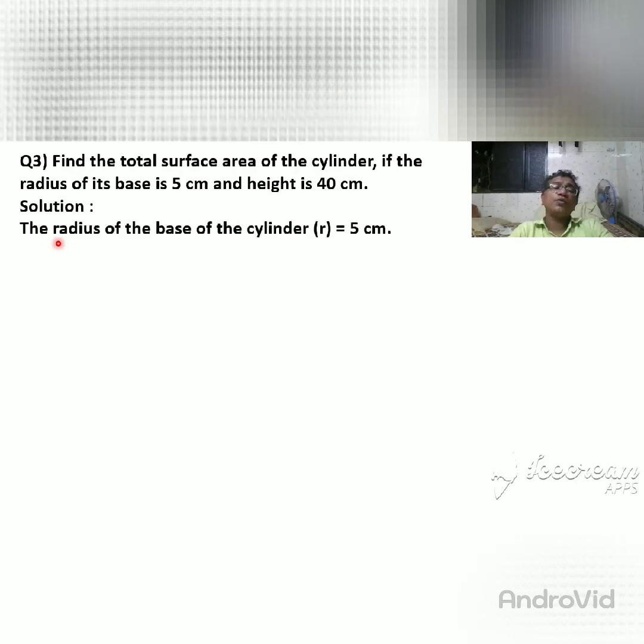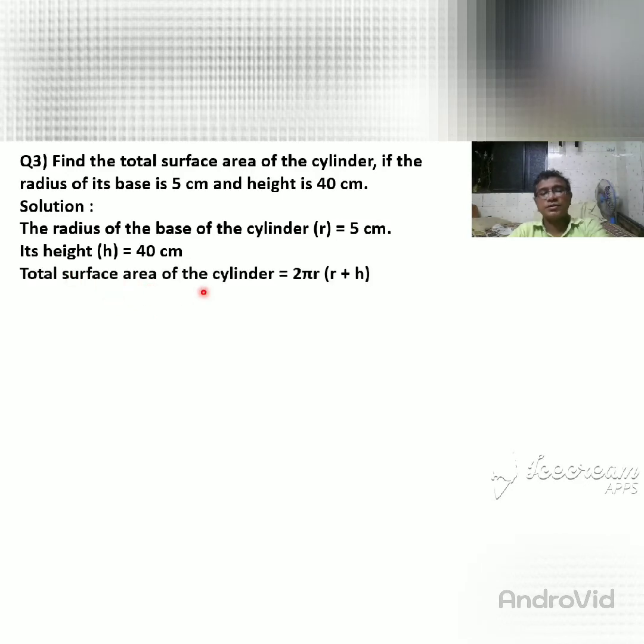So first you can write what you are given. The radius of the base of the cylinder is given 5 centimeter. The cylinder base is also circular in shape. So that radius is 5 centimeter. Then height is 40 centimeter. Okay, so total surface area of the cylinder is equal to 2 pi r in bracket r plus h.